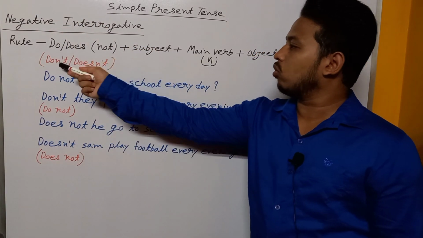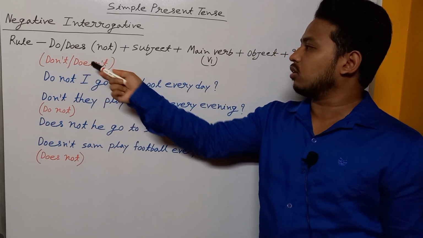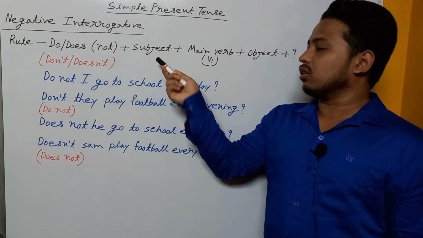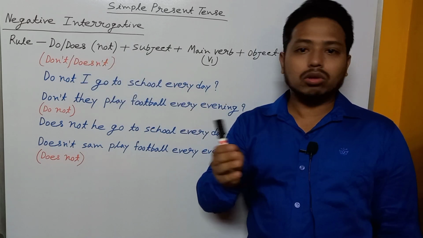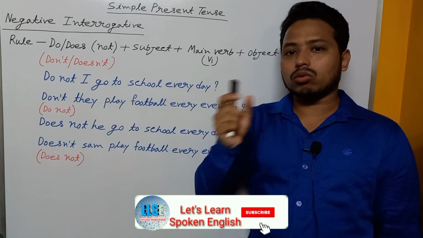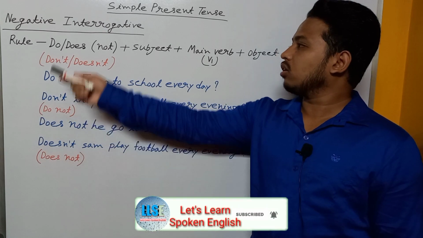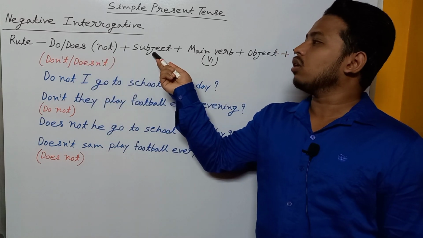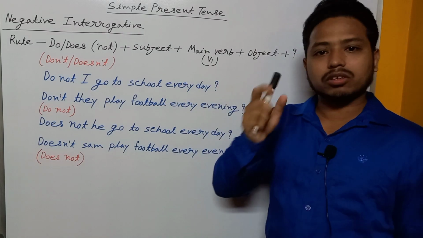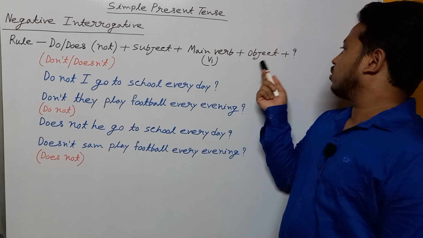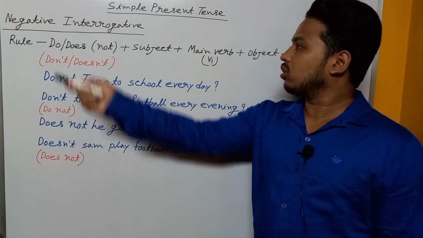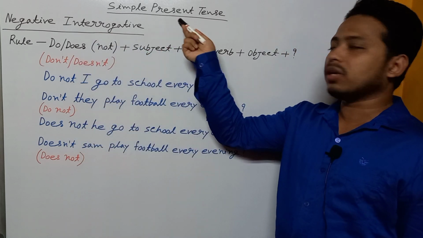Do not, short form don't; does not, short form doesn't; plus subject. I write do/does helping verb before the subject because when we want to make an interrogative sentence, we write the helping verb before the subject. It is a rule of interrogative. Plus main verb V1, which means verb first form, plus object, plus question mark. Last of all I write a question mark for interrogative. So this is the negative interrogative rule of simple present tense.